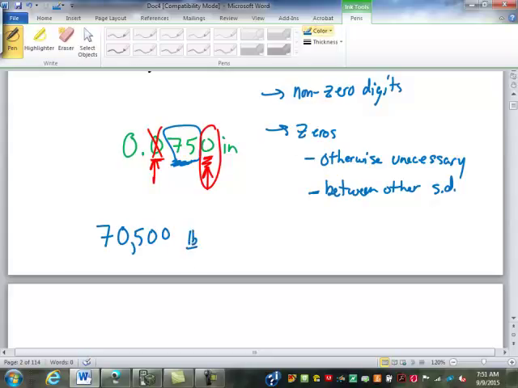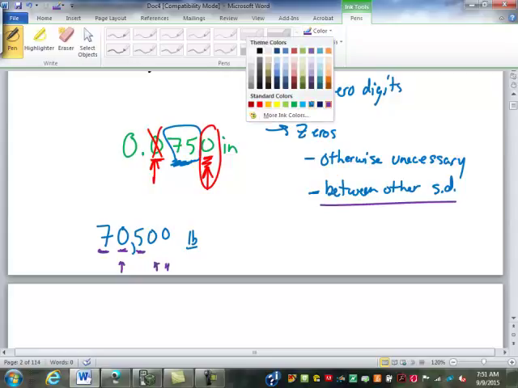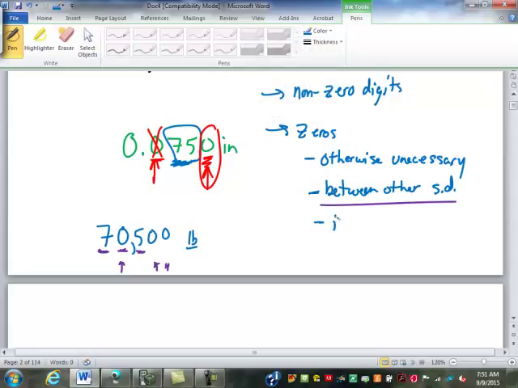So 70,500 pounds. Obviously the 7 and the 5 are significant. How about this 0 right here? Yeah, it's between other significant digits. How about these two? If I took them out, would it change the meaning of the other digits? Yes, it would. Therefore, they're numerically necessary, which means they're not part of the measurement, unless there's a third qualification. They're indicated.